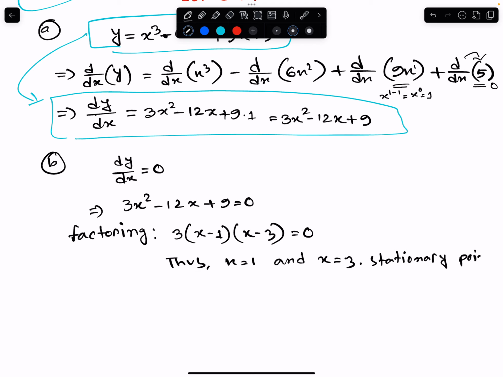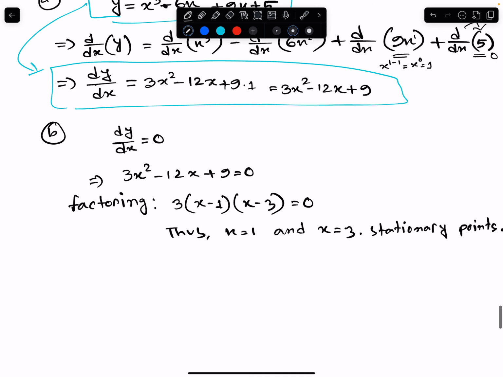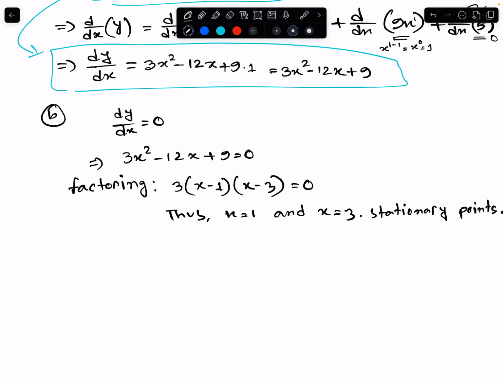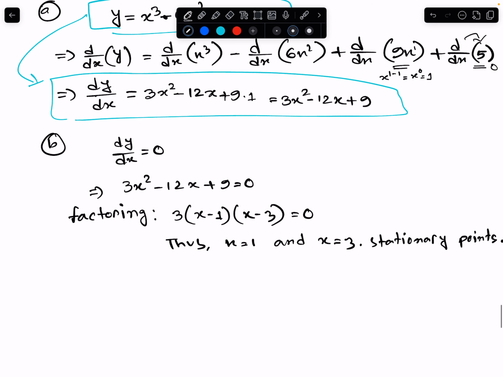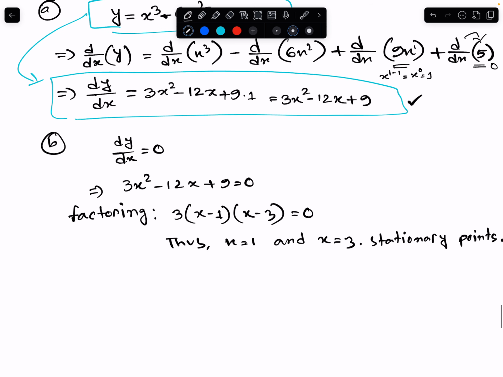These are my stationary points. So we already get our stationary points. Now we will classify them to find the maximum and minimum. To classify these values, we have to find the second derivative.